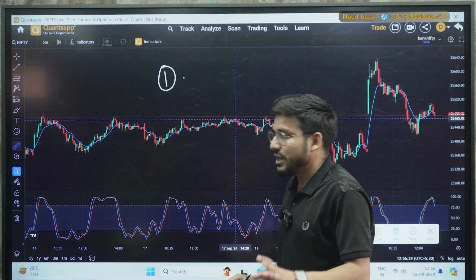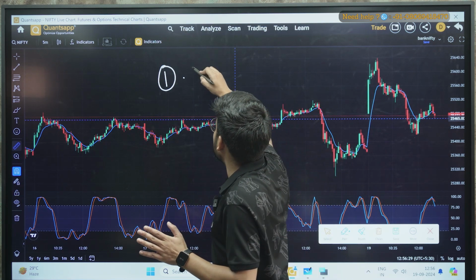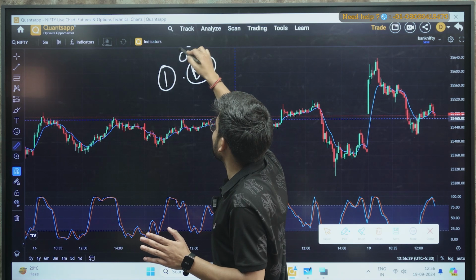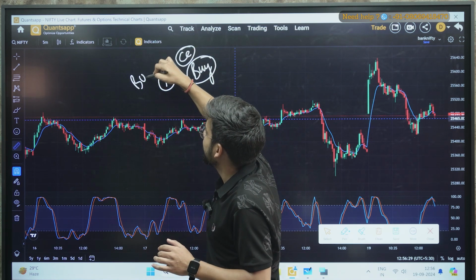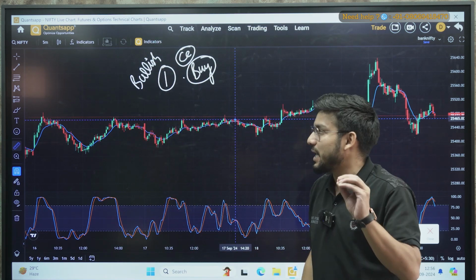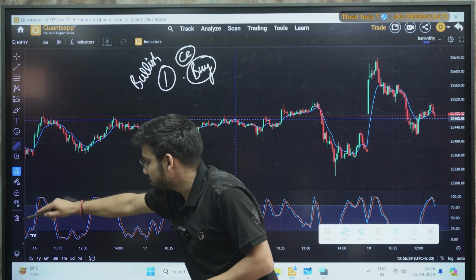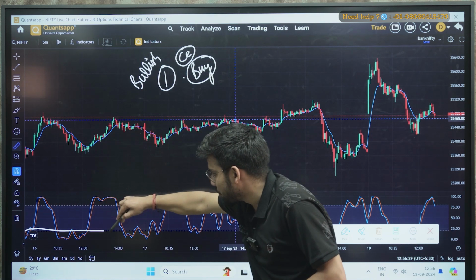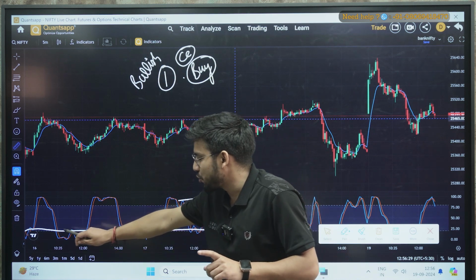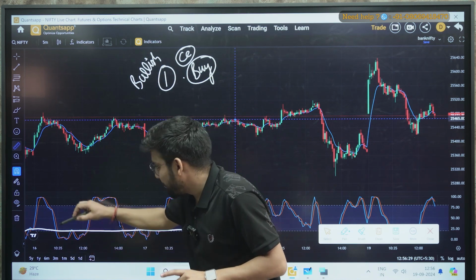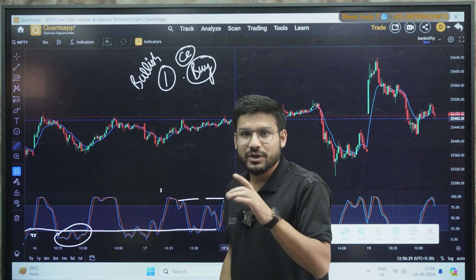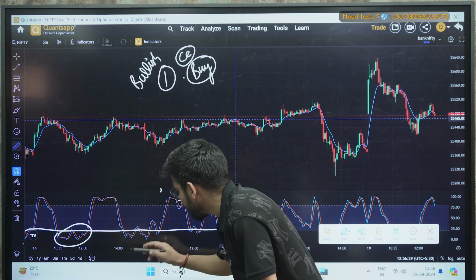First of all, if I'm going with the buying side, if I'm going with the call buy, it means I'm going in the bullish direction. So when I'm going in the bullish direction, the first thing I have to keep in mind is that my stochastic RSI should be below this level, that is my 20 default setting. It should be below that, and below that, my blue line should be crossing above the orange line. For example, you can see here.